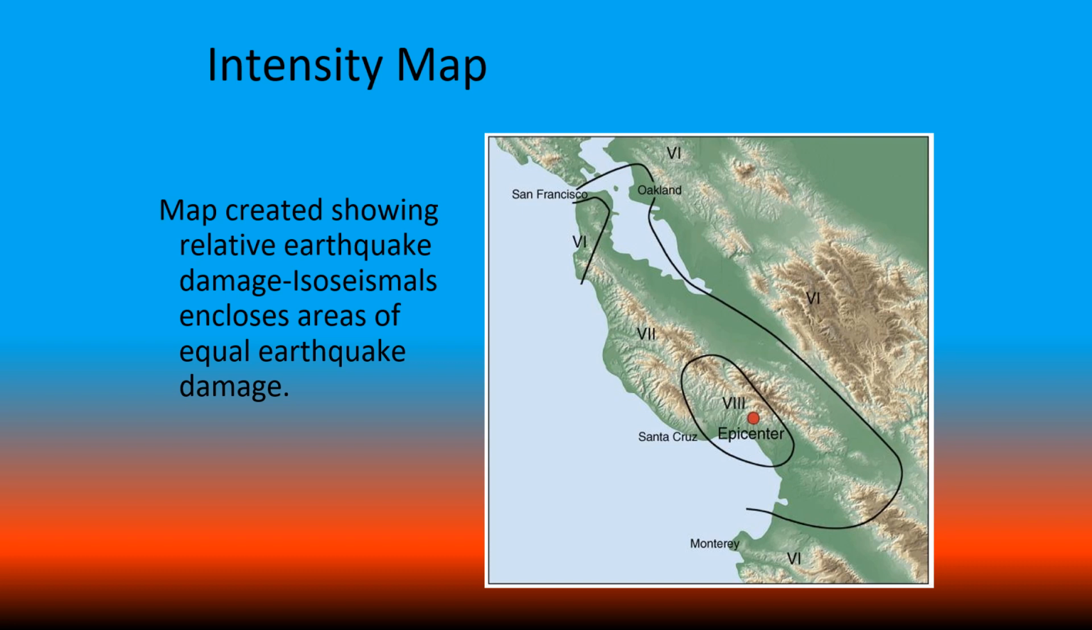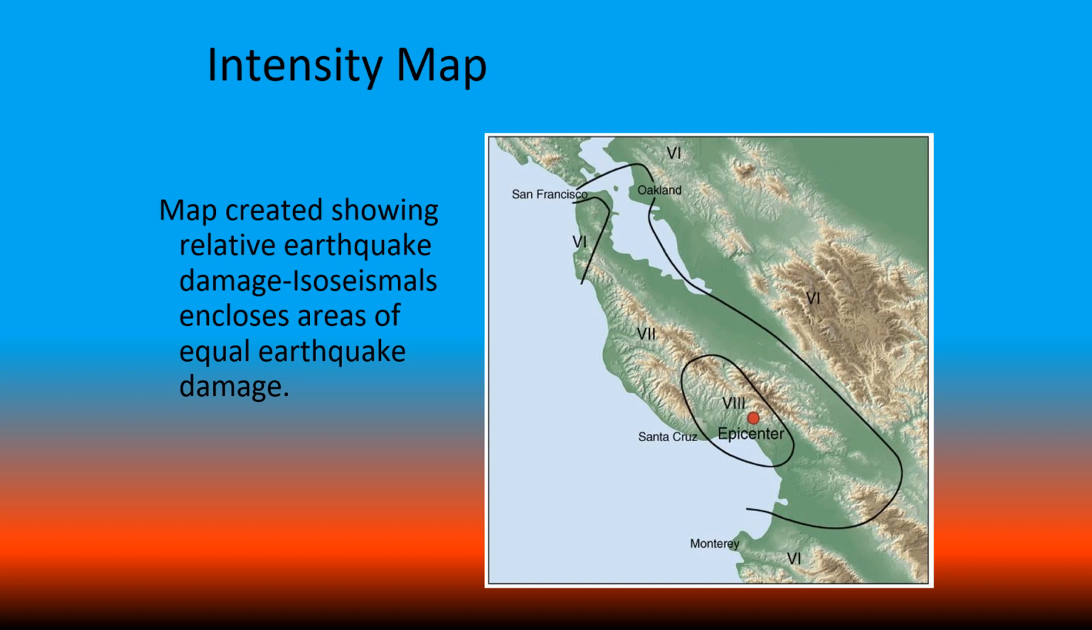Geologists will often create an intensity map. Over on the right, you'll see a map, and those contour lines are called isoseismals. They enclose the area of intensity based on that previous categorization. In the center, we have an 8 worth of destruction at the bottom of Silicon Valley, the Santa Cruz area, maybe Big Sur over there. Anyway, that's an 8.